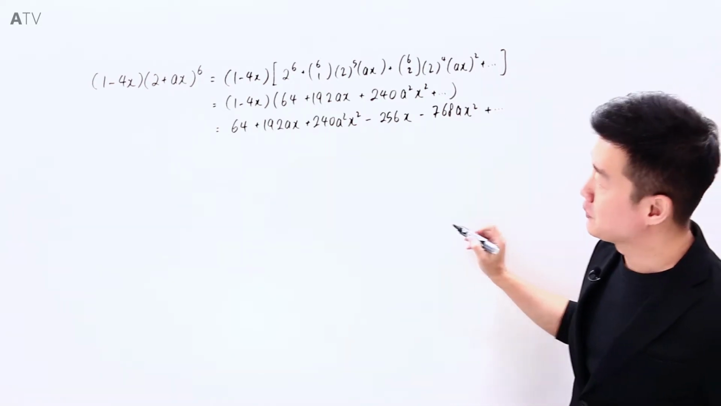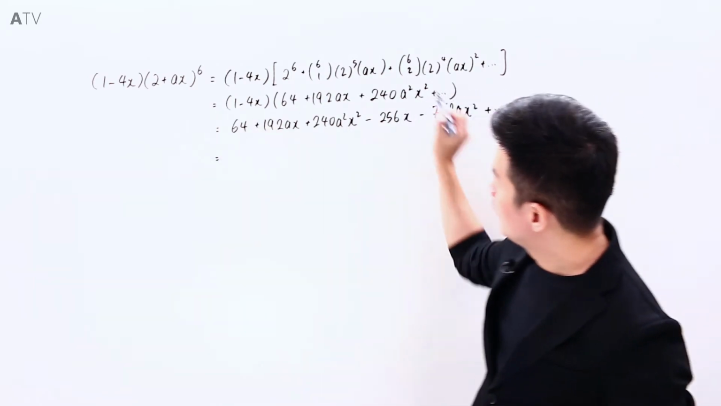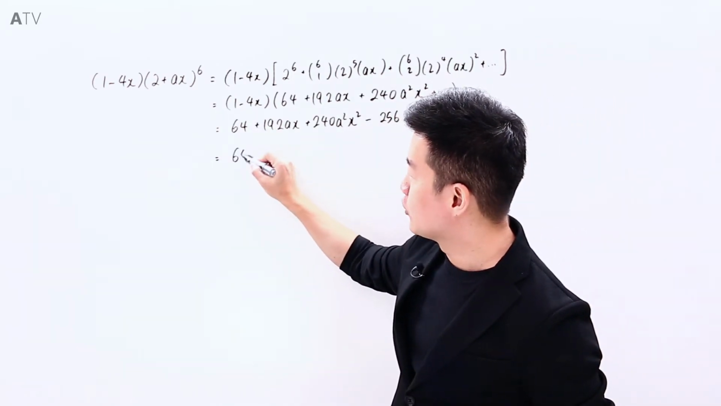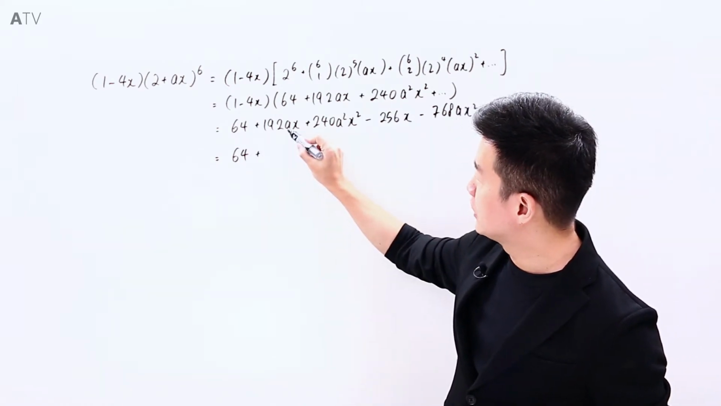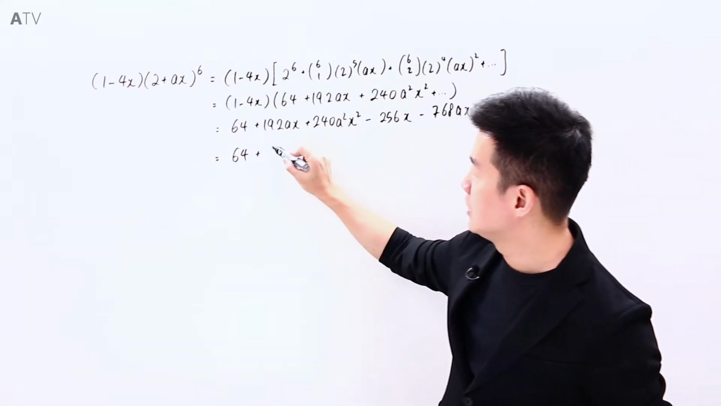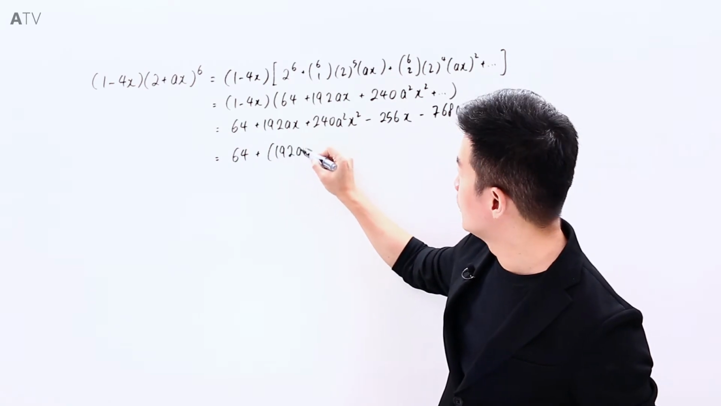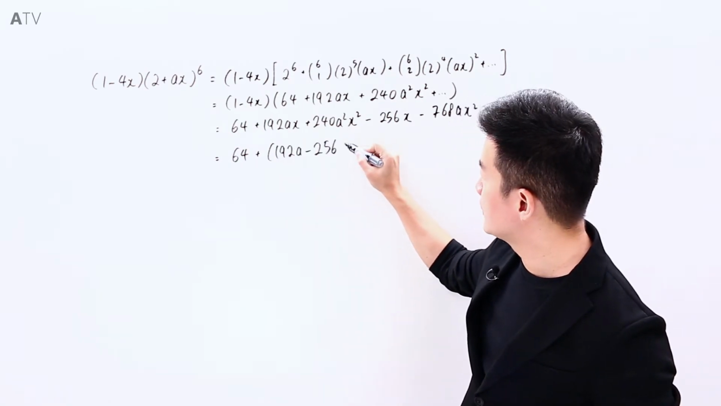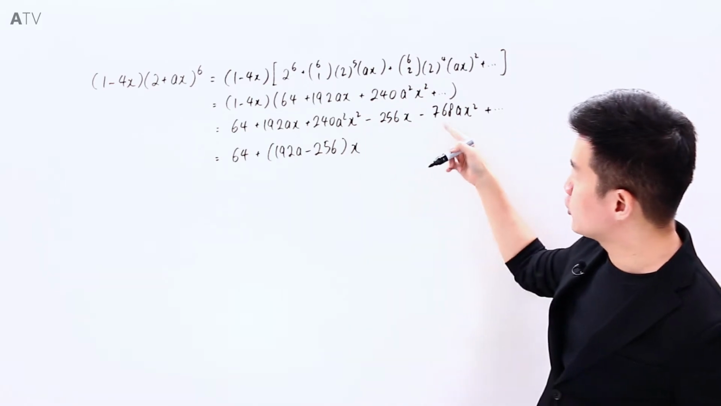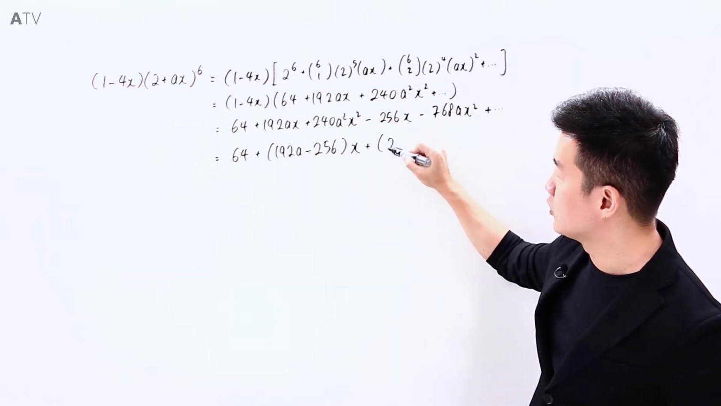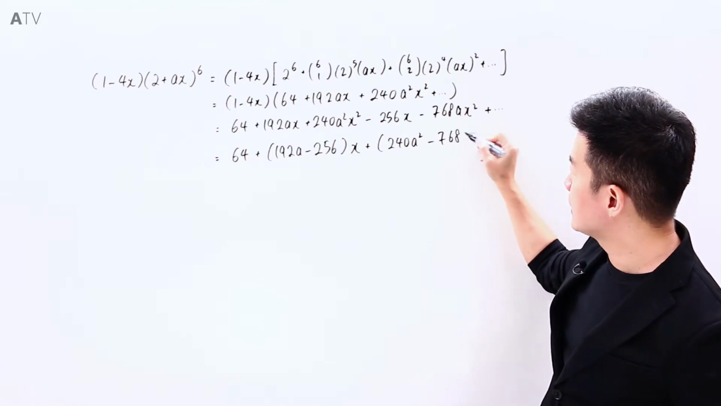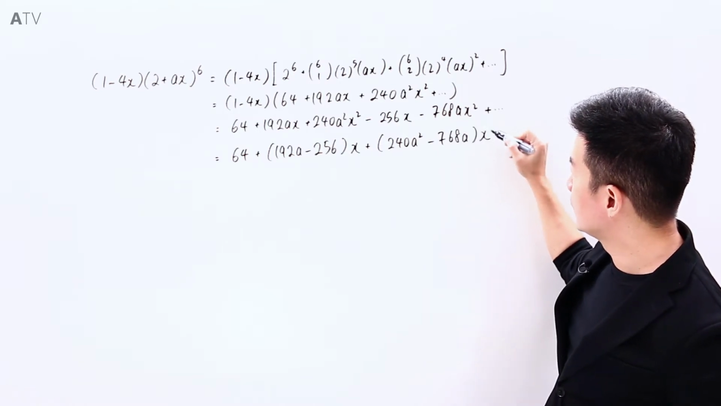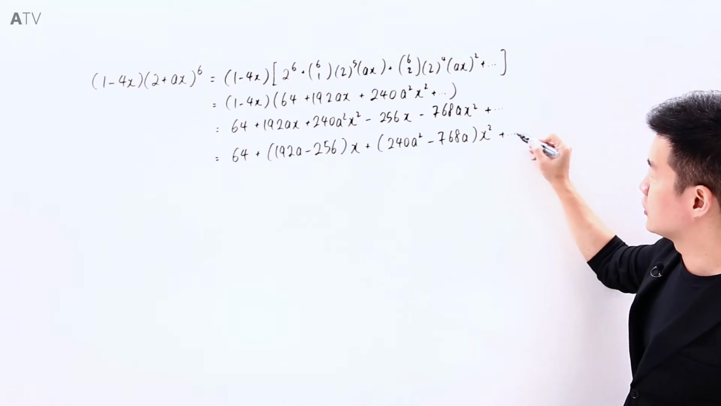And if I were to re-express this, grouping all the non-x together and grouping all the x together, which is this term and this term, it will be 192a minus 256 of x, and the x squared term I'll also group together. It will be 240a squared minus 768a, all these are the x squared term, and so on.